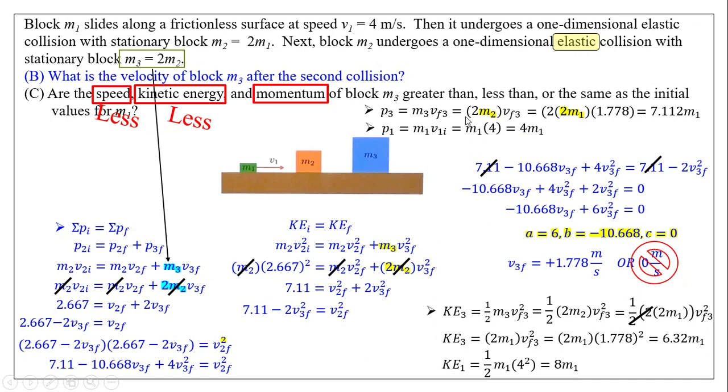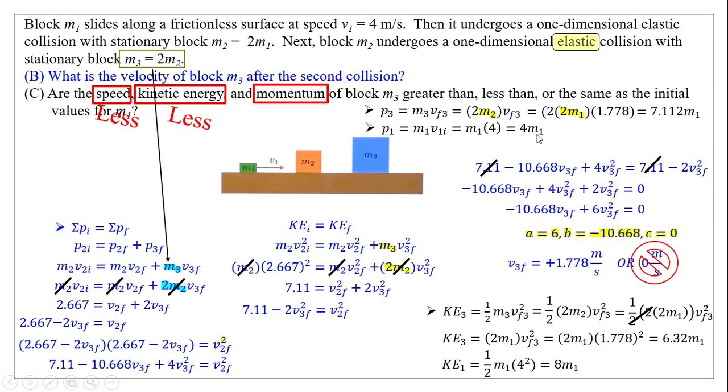But I need to find out what the momentum is initially. Initially, the only object moving is M1 to the right. So P1 is M1 times V1I. Once again, I don't know M1, so I keep it as unknown. V1I is 4. If you simplify this, I just move the coefficient to the front, so instead of M1 times 4, I can say 4 times M1, so I can make this comparison. The momentum for the third object is 7.112 times M1. The momentum initially is 4 times M1.